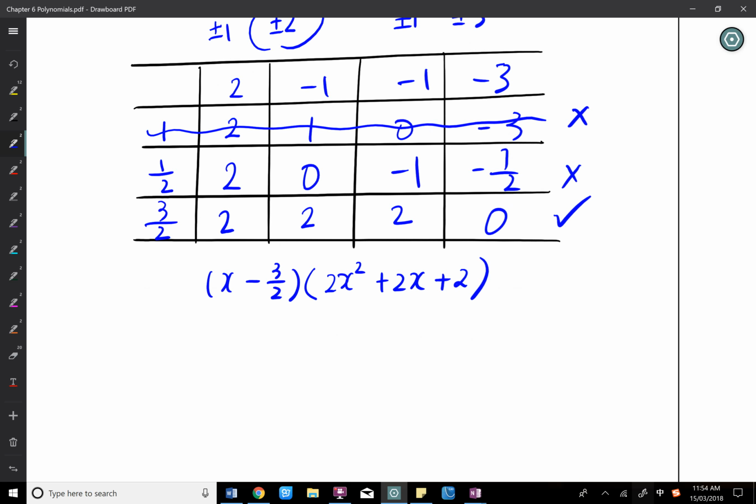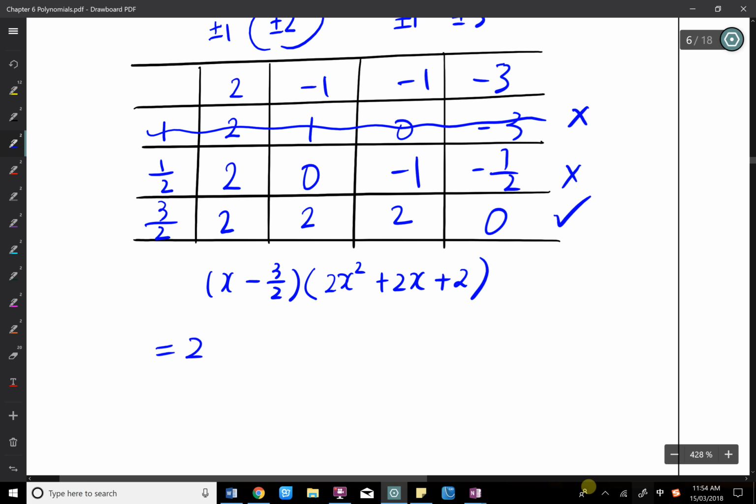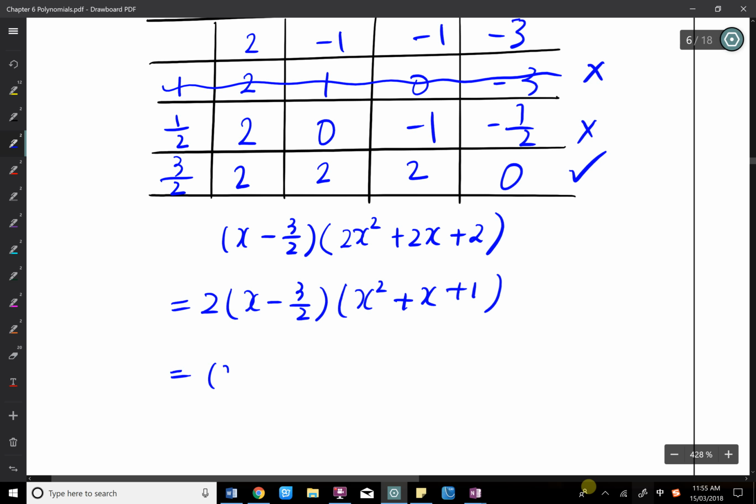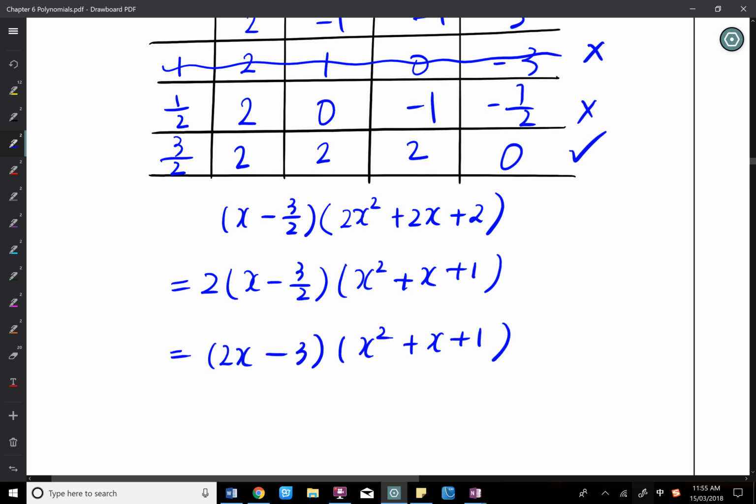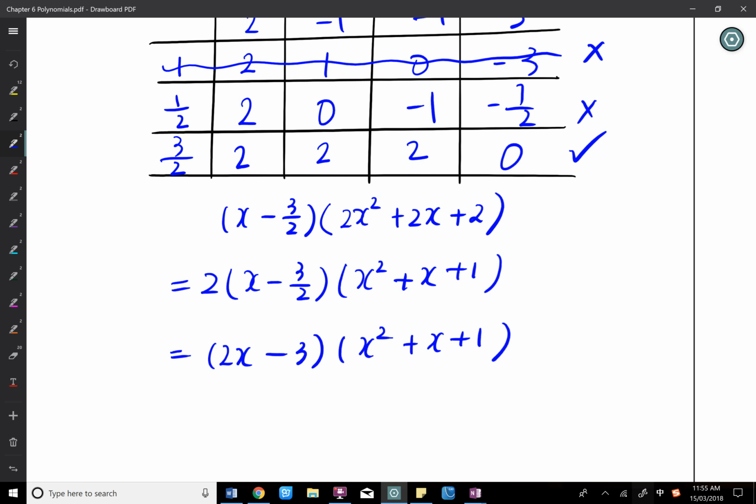What I can see here, we have 2, 2, 2 in the coefficient, in the second bracket. I can take the 2 outside. Why do I want to take it outside? Because I want to put it into the first bracket. That looks better. Well, I don't really need to, but that's what I can do. Give the 2 to the other bracket, it looks better.